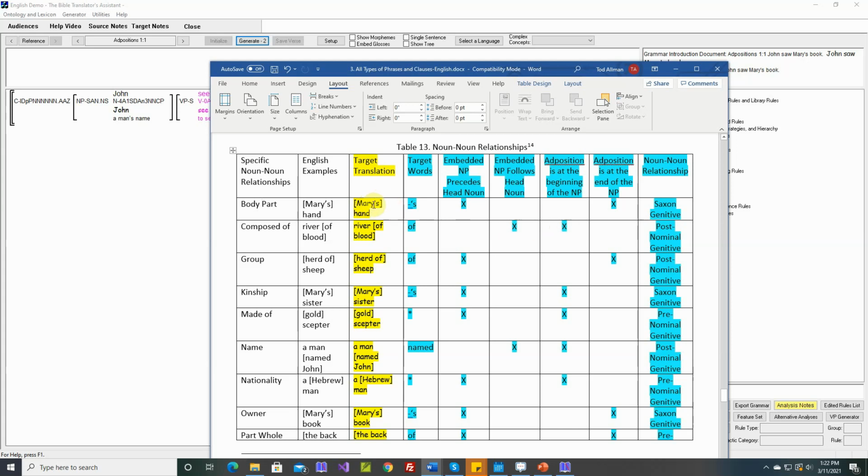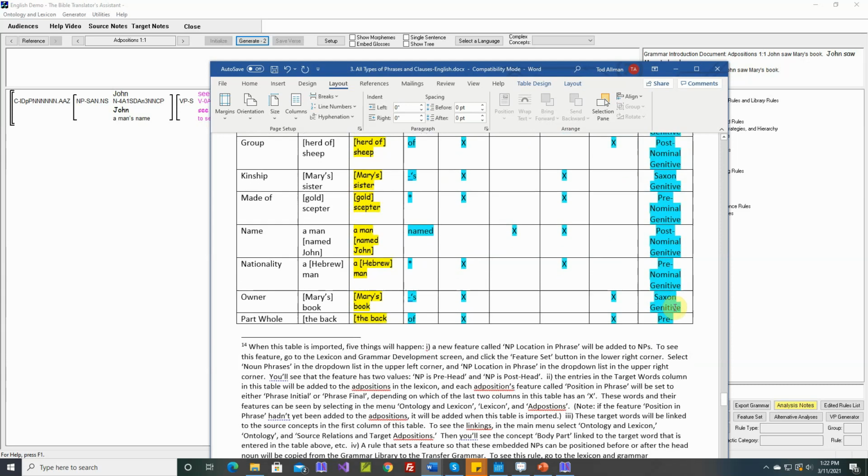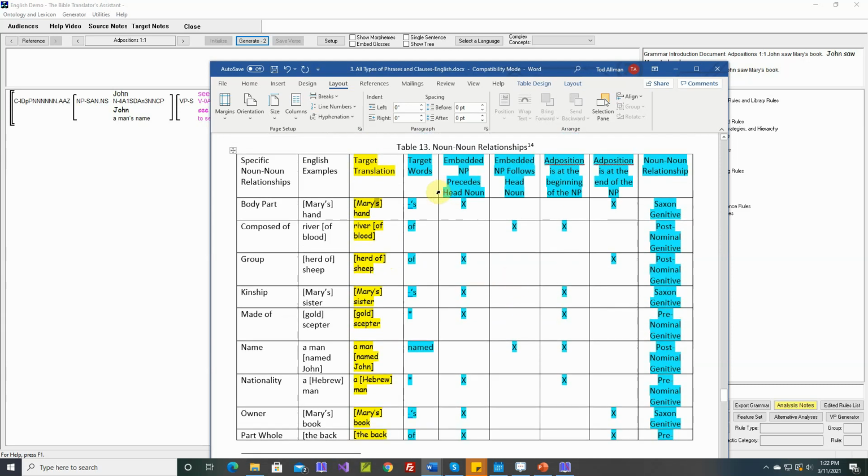Mary's hand, okay, we're treating this as if it were an adposition. In a moment we'll talk about this. But suppose this were an adposition, this apostrophe s, then it would come at the end of the NP. Here, herd of sheep. Okay, this of comes at the end of the noun phrase. So we put an X in here. And then we provide names for the noun-noun relationship. Okay? So let's import this table. Oh, before we do this, I want to say something.